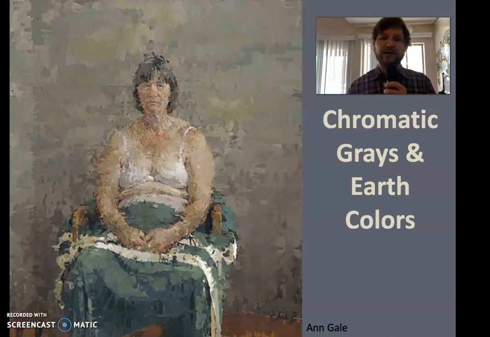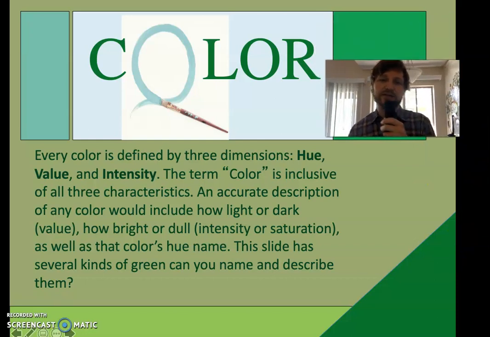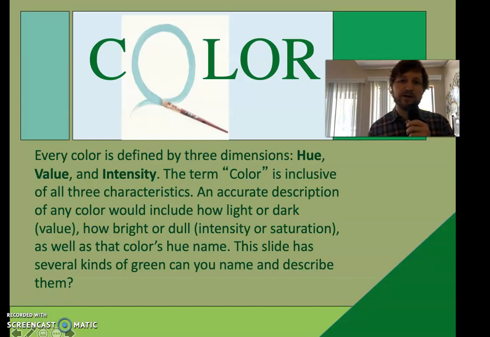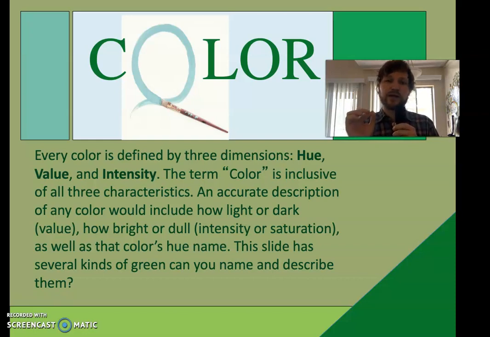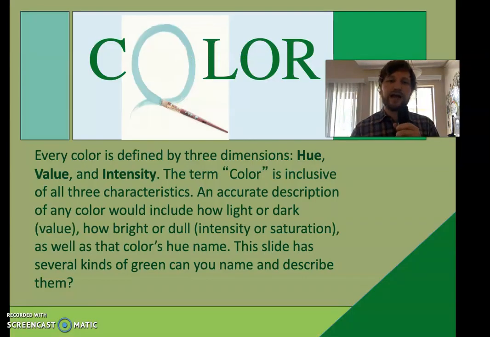Now, chromatic grays and earth colors are both kind of a more muted way to use color, and they kind of highlight the value transitions in color, which I'll talk about in a second. All right, so if you've seen my other color lectures, I always talk about this idea that color is three-dimensional. It's the number one most important thing that artists need to know about color, so I think it's worth repeating. But basically, to pinpoint a color, to describe a color accurately, you need to talk about its hue, which is the position on the color wheel, the name of the color. You need to talk about the value, how light or dark it is, and the intensity, which is how intense that color is.